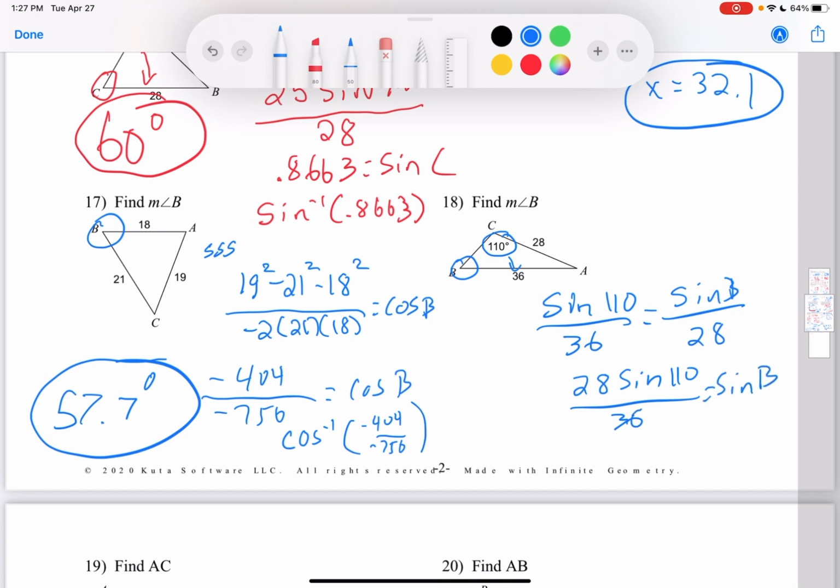So 28 sine 110 divided by 36. That's going to give me a decimal, so we're going to go sine -1, so second sine of 0.7309-ish. So second sine, second answer, 46.7 degrees is the measure of that angle.